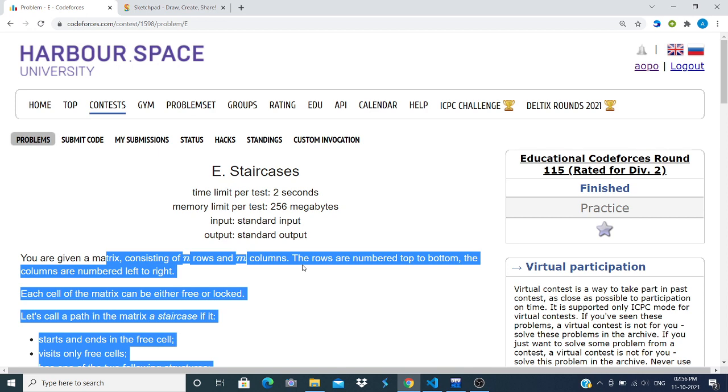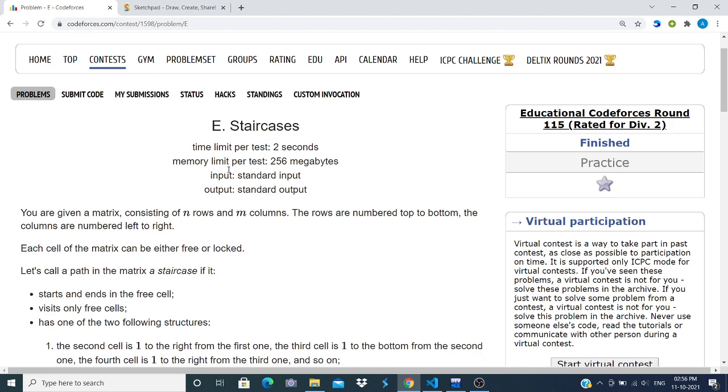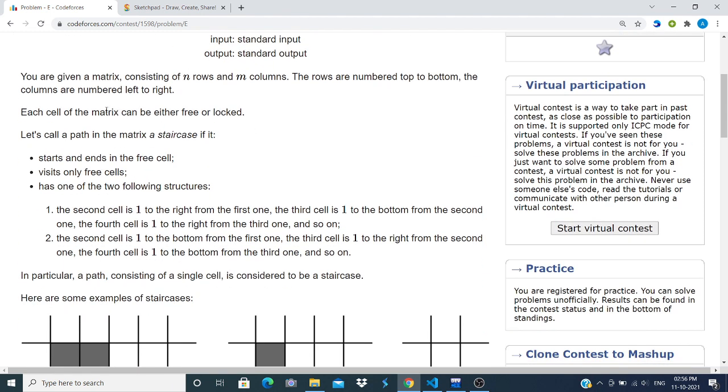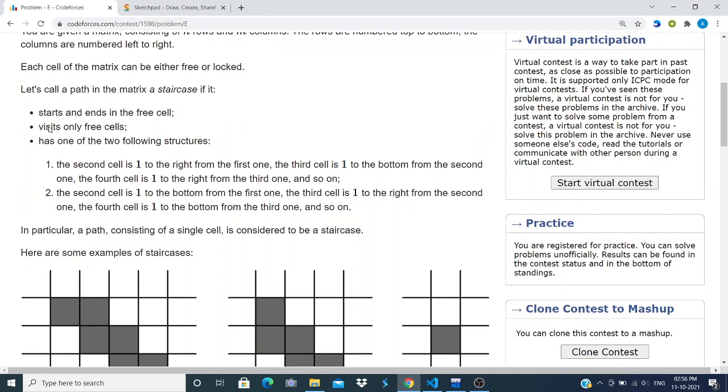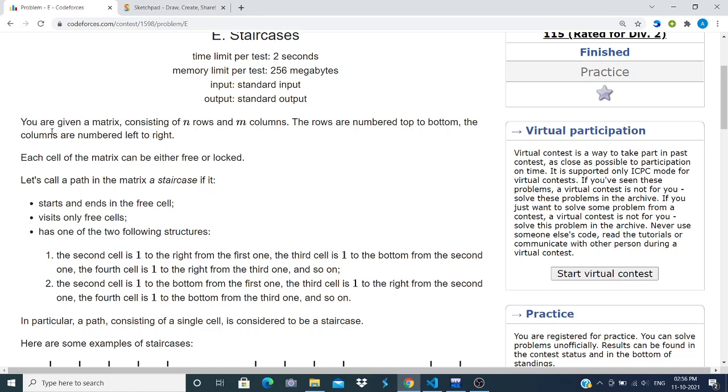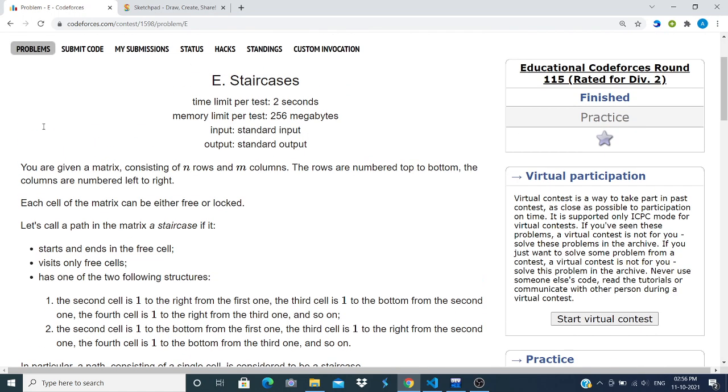In this video, we will be explaining the video solution of Staircases, which is problem E of Educational Codeforces Round 115. This is a harder problem, so we will first go through the question, read it once, understand what the question actually asks, and then see how we can approach it. Let me first read the question.